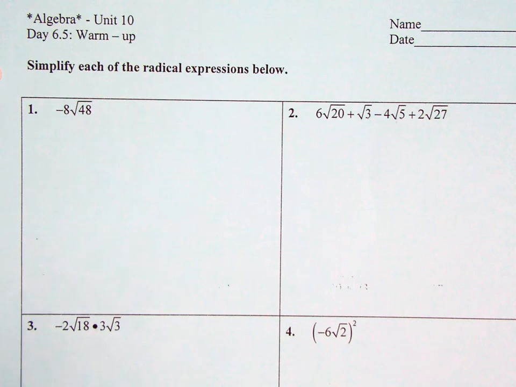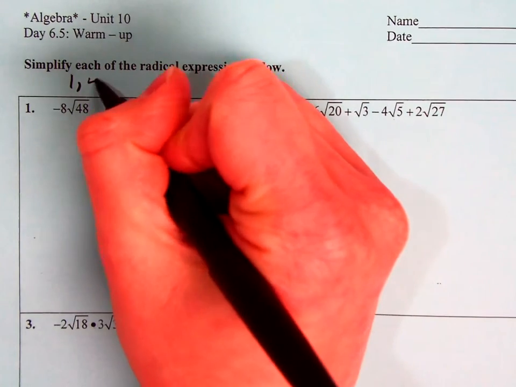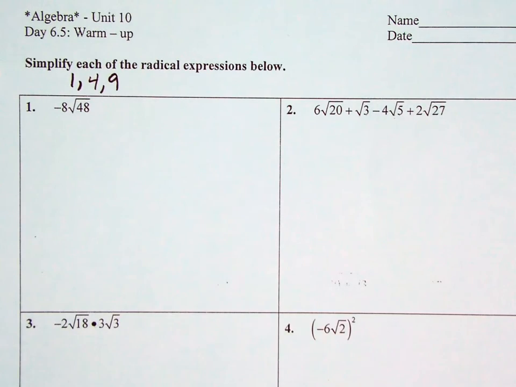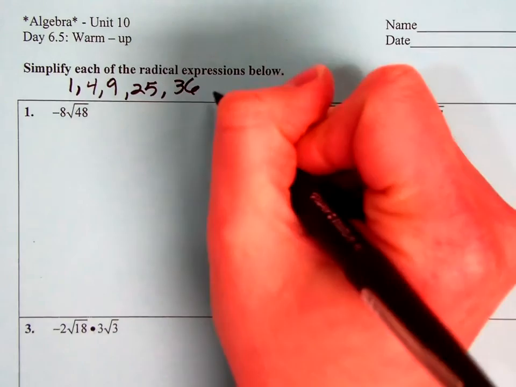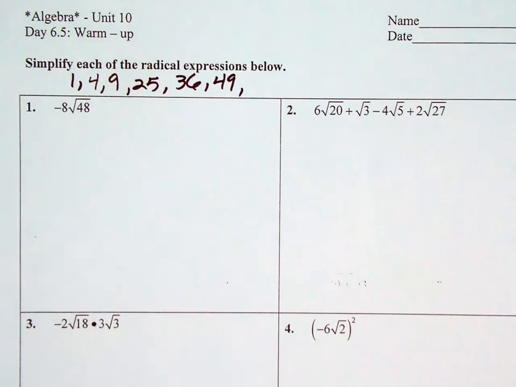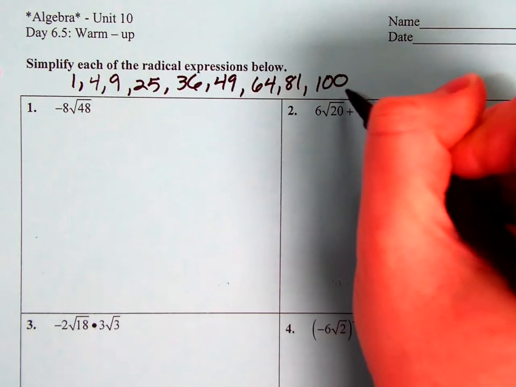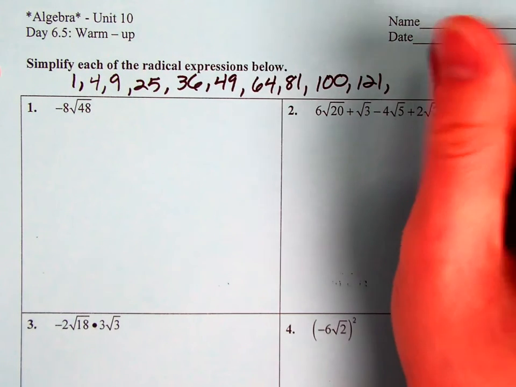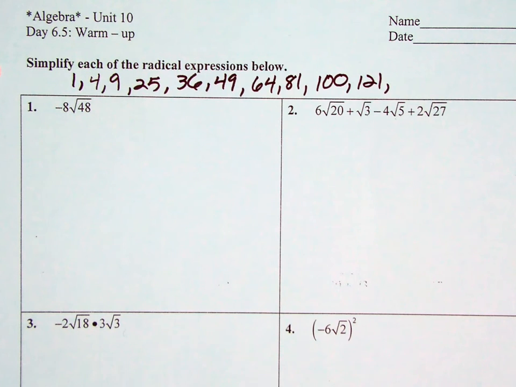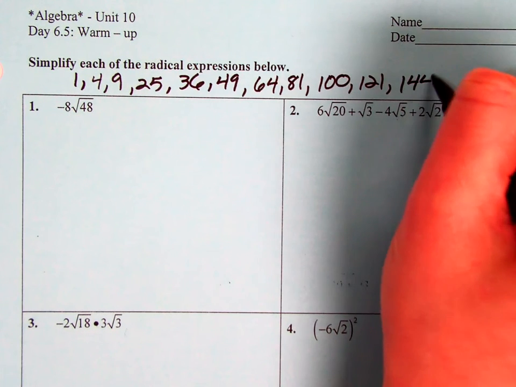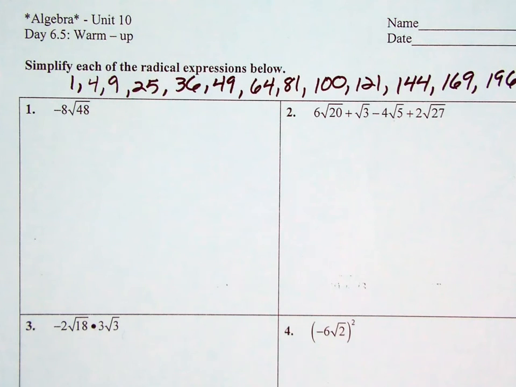All right, so hopefully the first thing you did on this was make your list of perfect squares, right? So 1, 4, 9, 25, 36, 49, 64, 81, 100, 121, 144, 169, 196, and that's probably about as far as you would really need to go, right?